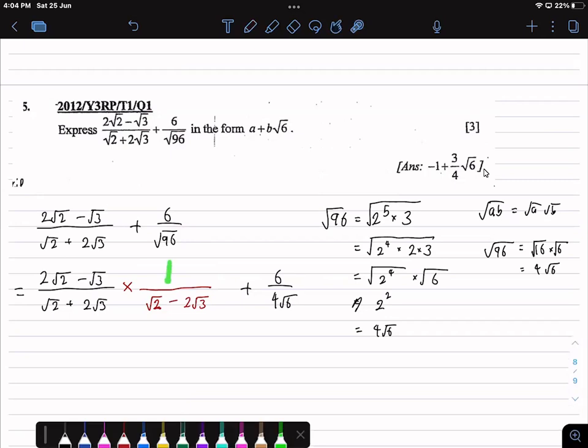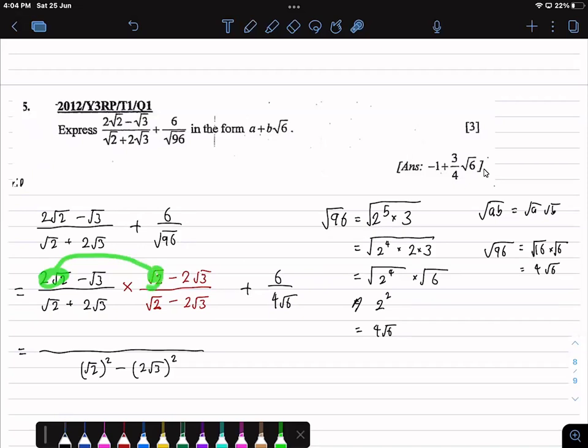Is it a 1 on top? No. What should it be? The same thing, exactly. Okay, good. So we now simplify it. What do we get? Denominator. Root 2 squared, minus, bracket 2 root 3, bracket squared. Okay, then now we multiply.